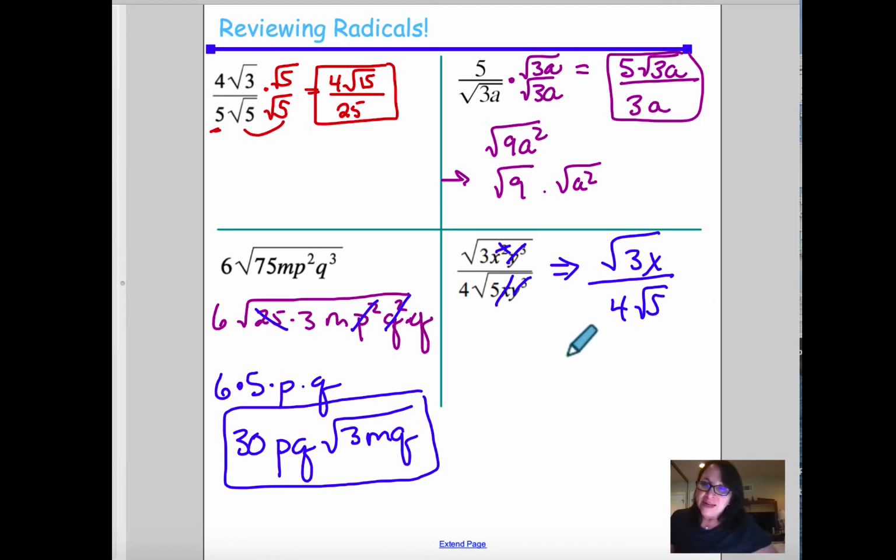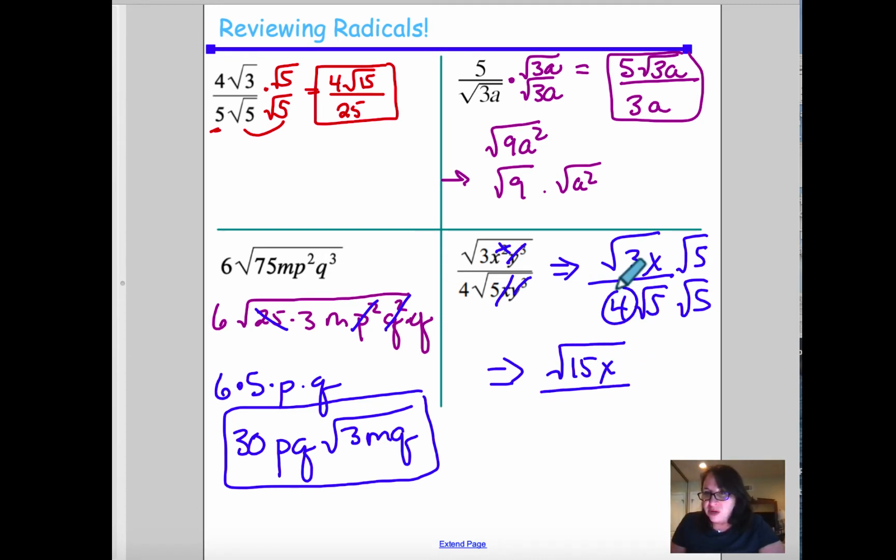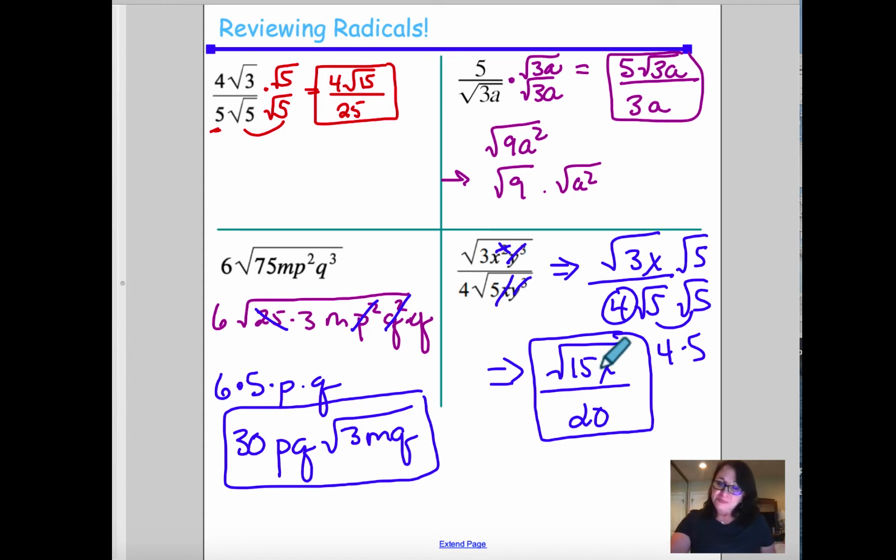So now what I need to do is remove the root 5. And so I'm going to multiply by root 5 over root 5. And my next value is going to be the square root of 15x all over, and this is going to be 4 times what this is, and that's 5. So 4 times 5 is 20, and we can have a number on the denominator, and we're done.